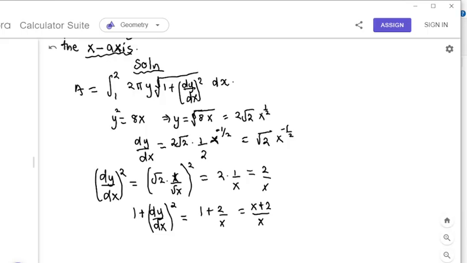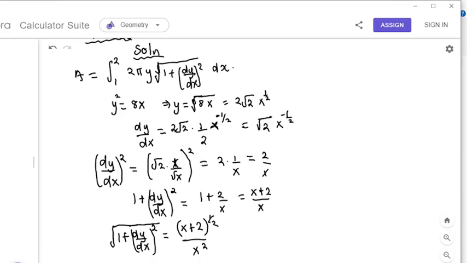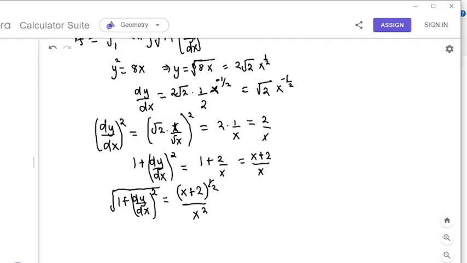So you can see that the square root of 1 plus (dy/dx) squared is equal to (x plus 2) raised to power a half over x raised to power a half. So we have solved this whole section here. Now we want to multiply by 2 pi y, and get our value.